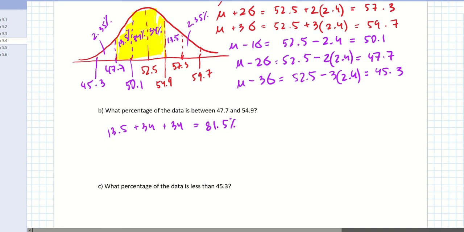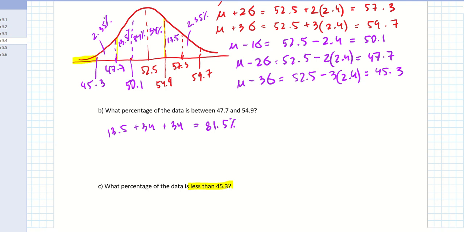Now, part C says, what is the percentage of data less than 45.3? Which means that 45.3 is way down here. So if we look at this diagram, we're talking about this area to the left. Less than means to the left, right? So we're looking at less than 45.3, which is less than 3 standard deviations to the left. So the whole area is 100%, okay? So if the whole area is 100%, then all we need to know is this little bit here.